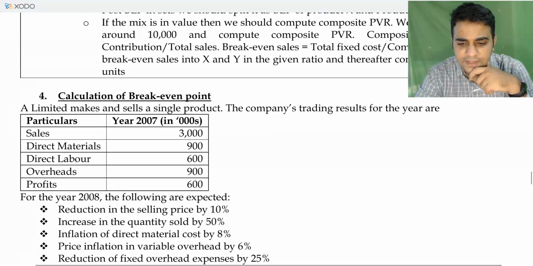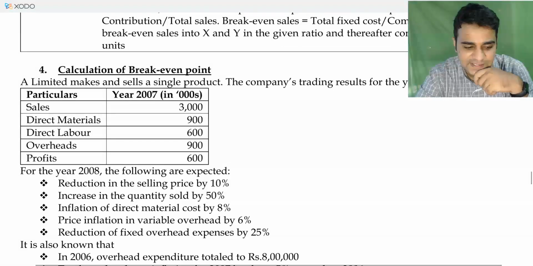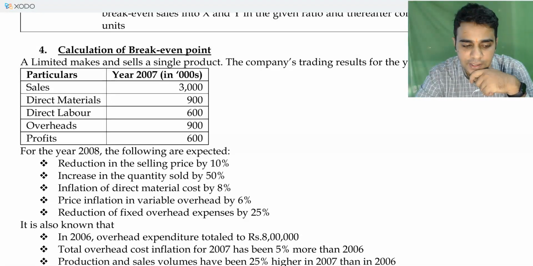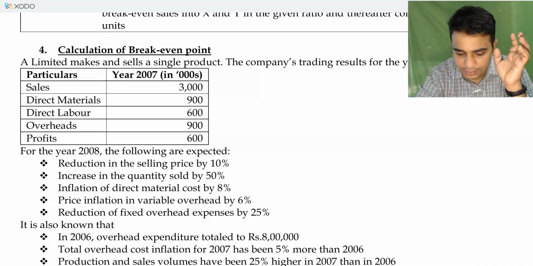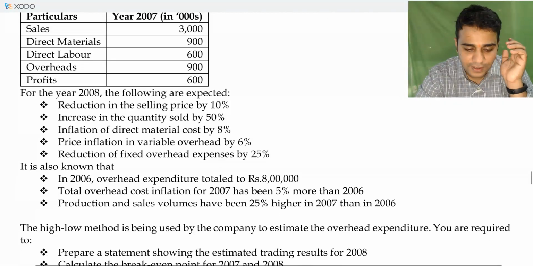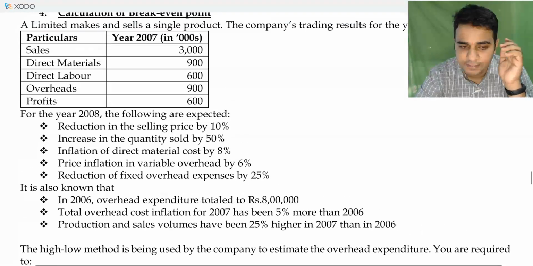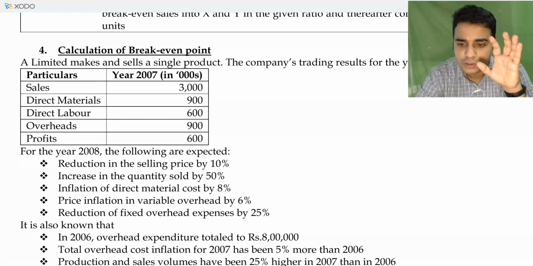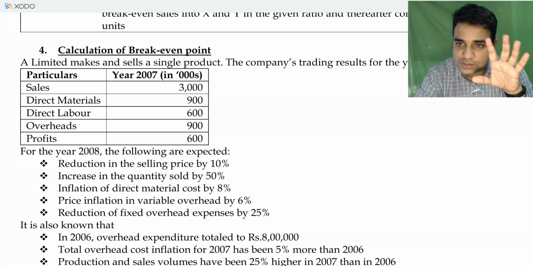Okay, they have given the trading results for 2007. In 2008, some changes are going to happen. Selling price will reduce, quantity sold will go up, direct material will go up. Some changes are there, and some analysis of overhead data is given. We are required to prepare a statement showing the estimated trading results. Look at the question, tell me, have they told how many units are sold in 2007? Anywhere it is mentioned how many units are sold.